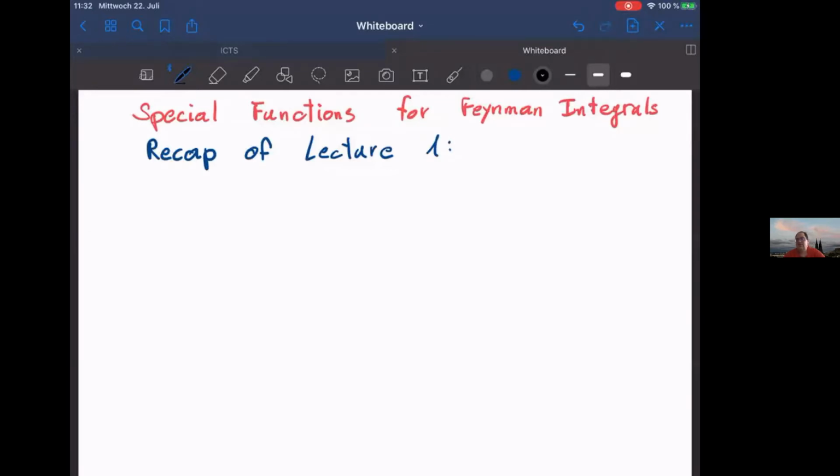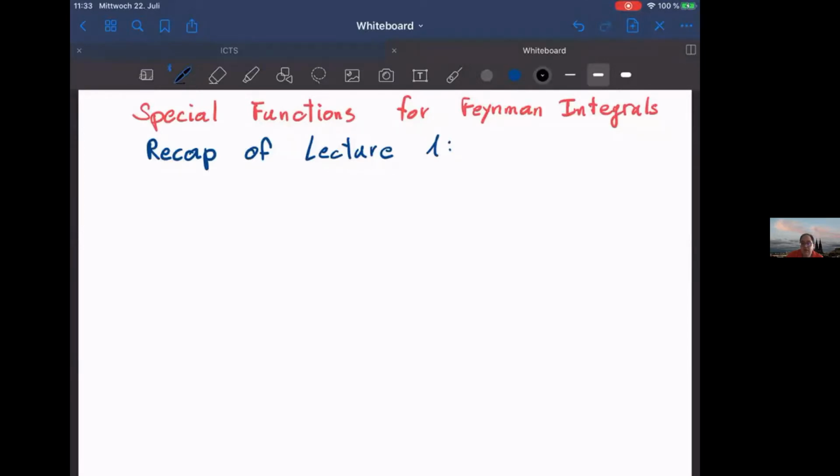Okay, so maybe let's start the lecture with a short review of what we have seen on Monday. I remind you that the final goal is to compute Feynman integrals or scattering amplitudes beyond tree level, which means that you have to evaluate loop integrals. And the goal is to understand the class of functions that shows up when you compute these integrals. Now, in general, we don't know what class of functions we get when we compute loop integrals.